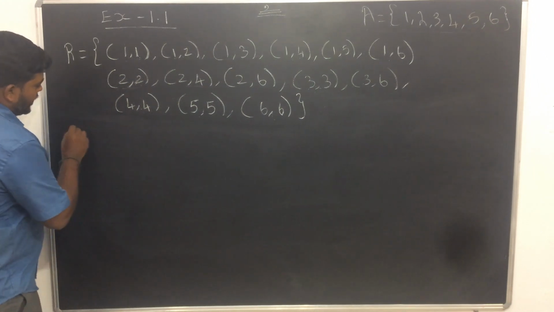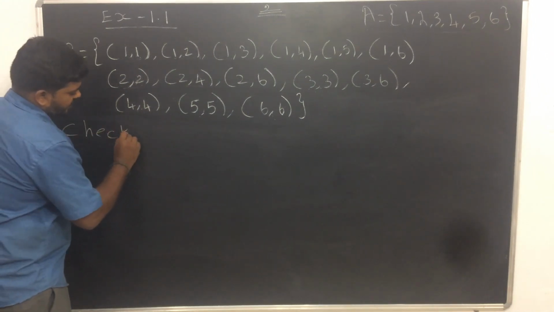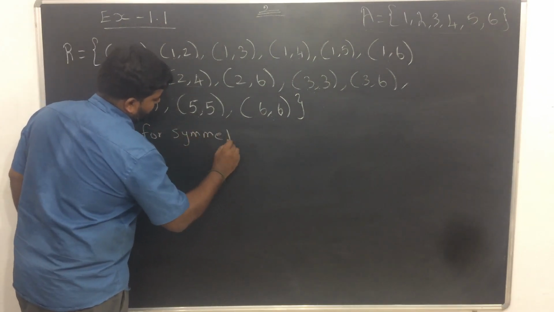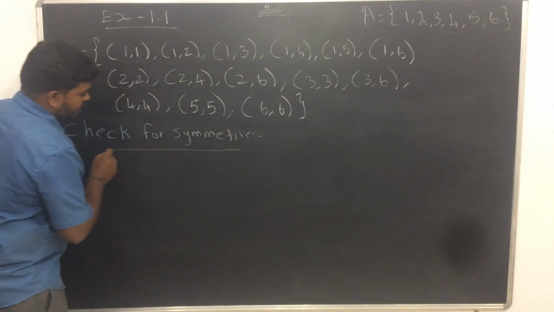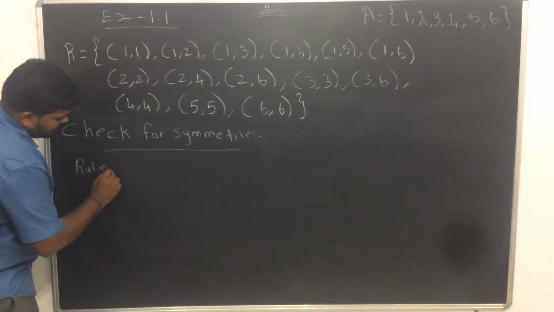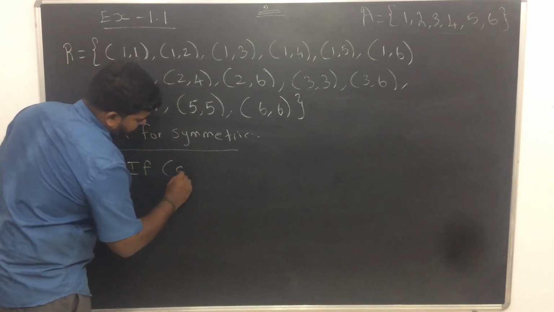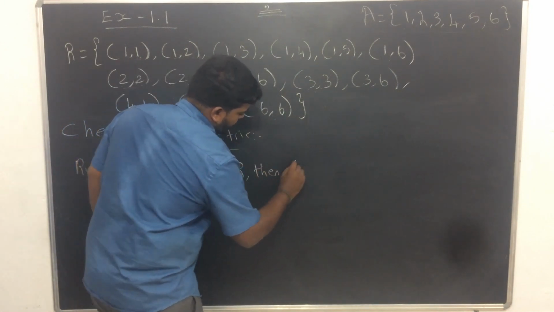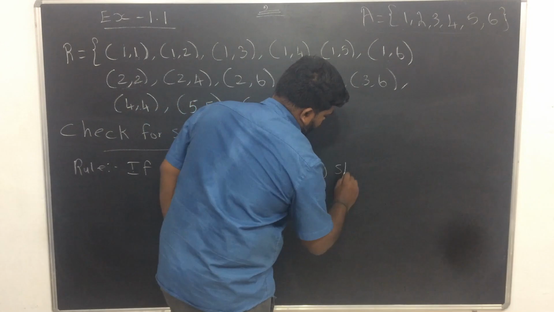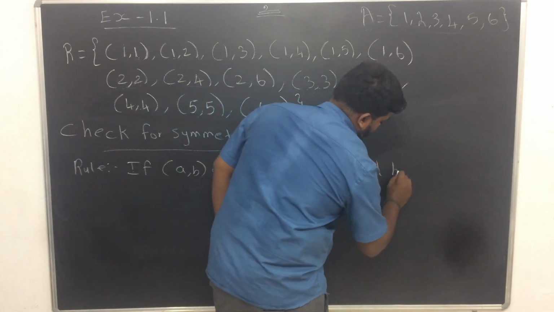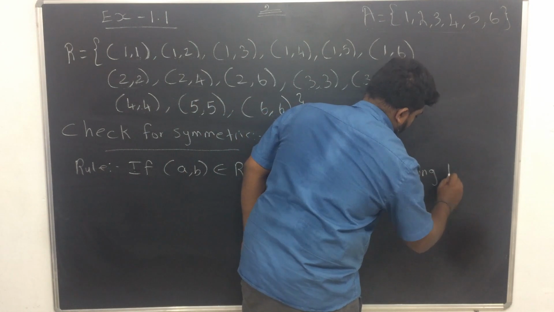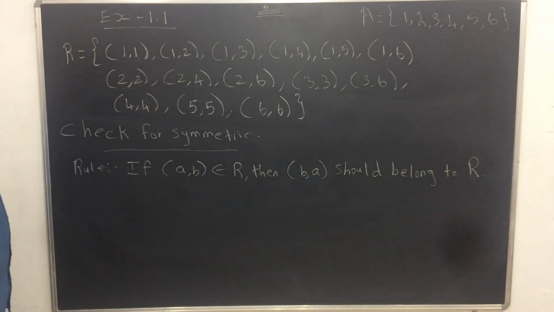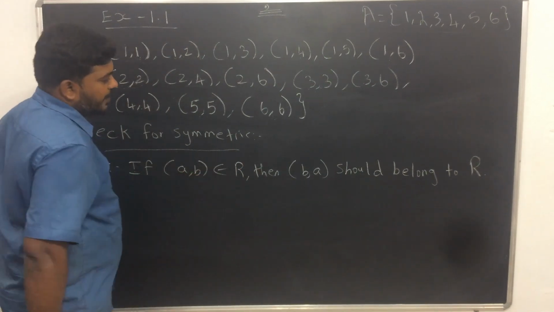Now let's check for symmetry. We are done with reflexive. Now we will check for symmetry. For a relation to be symmetric, what is the rule? The general rule is if A comma B belongs to R, then ordered pair of the form B comma A should belong to R. So if A comma B belongs to R, then B comma A should belong to R.